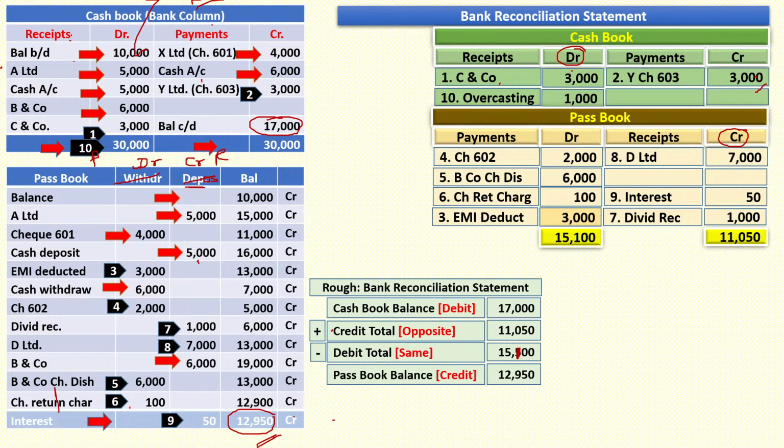You'll get 12,950, which is nothing but the passbook balance. So simple. What we have done is posted the unticked items and started with one of the books' balance. If that book's balance is debit, the opposite side should be added. The same side should be subtracted to get the other one.